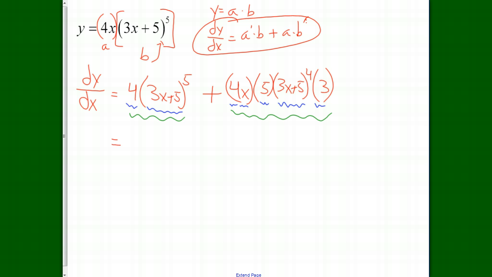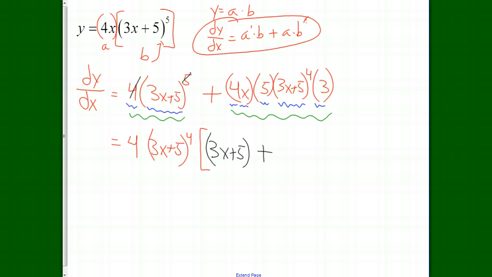So what we're looking at is common factors in the two terms. All right, 4 is a common factor. This 3x plus 5 is a common factor. The most we can take out of both terms is 4 of them. Okay, that's all the common factors that we have in those two terms. So we're going to take those out. Now we've got to look at what's left over. From this first term, we factored out this 4. We factored out 4 of the 5 factors of 3x plus 5. That means there's 1 left over. So that's the only thing left over from the first term after factoring.